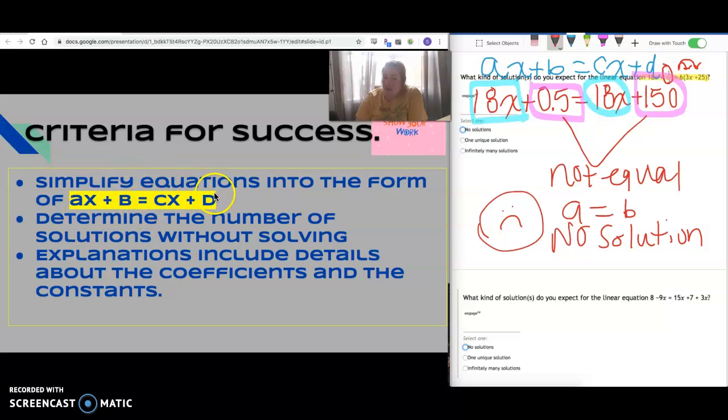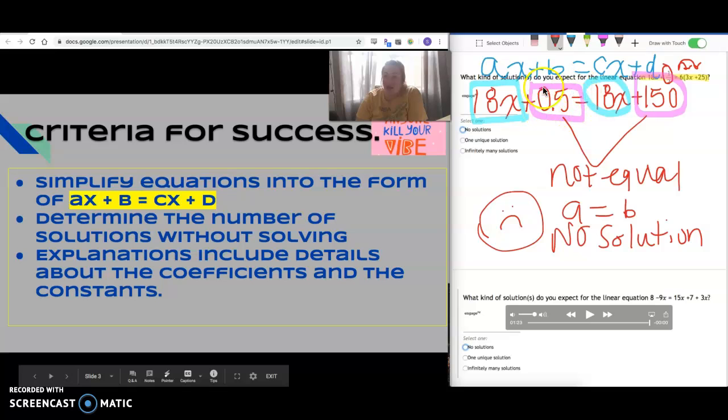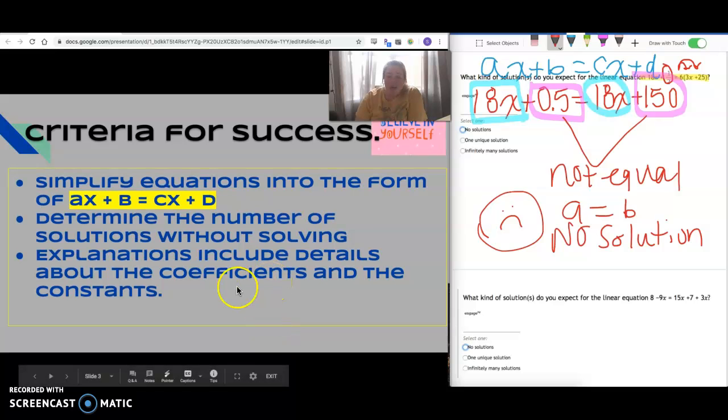You do not have to solve. You're determining how many solutions there are just from this form, and then your explanation should include those 2 vocab words, the coefficient and the constant. And remember, coefficient is the number multiplied by the variable, so in this case 18x. Your constant is the number that is on its own. It doesn't have a variable attached, so in this case 0.5. And that's what we want to see that you're referencing in your explanation.